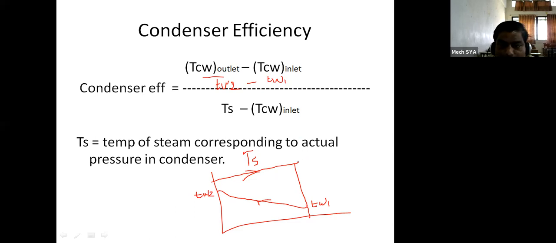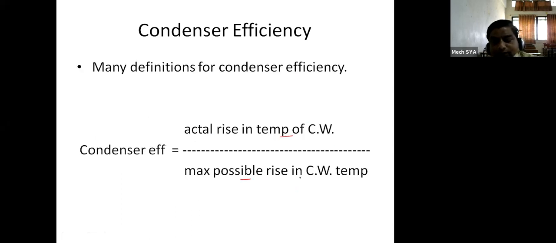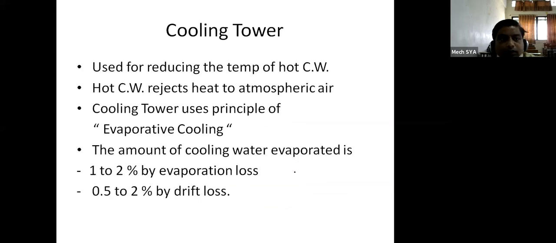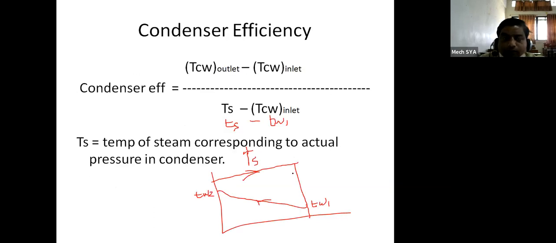This much has happened, but how much should be taken as the maximum? TS minus TW1. This will be the maximum possible rise. So the actual rise in cooling water temperature divided by the maximum possible rise in cooling water temperature is called condenser efficiency. And you know cooling towers are used for reducing the temperature. So this is the definition of condenser efficiency and vacuum efficiency.